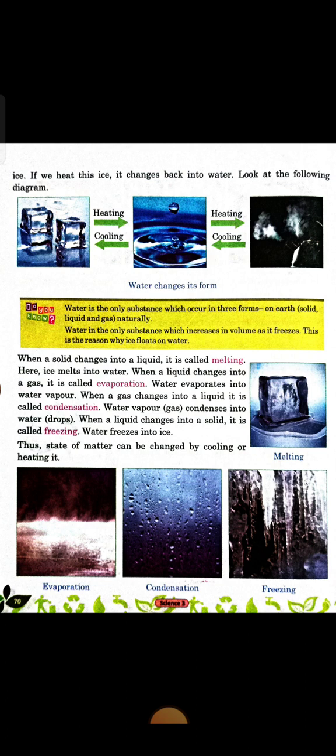Now look at the following diagram. Here is the picture of ice. If we heat the ice, it will melt because of the heat and it will turn into liquid, that is water. If we heat the water, this water will turn into steam and it will become water vapor. Whereas if we cool the water vapor, it will turn into liquid and become water. Again, if we cool the water, it will become solid and it will turn into ice. So in this way, water changes its forms in nature in these 3 different ways.